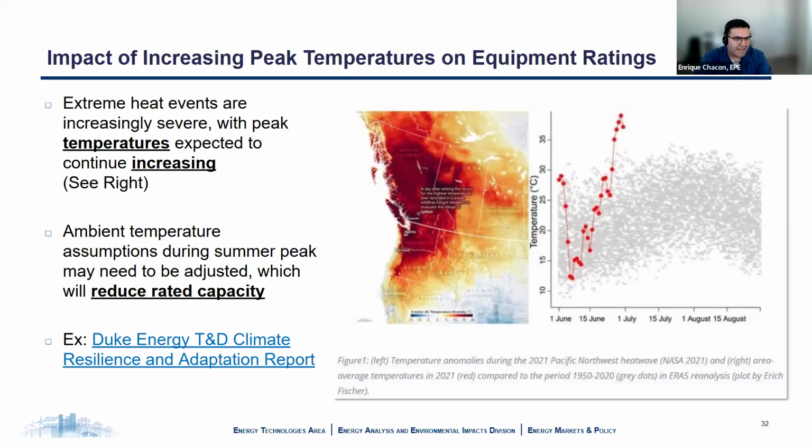And when that happens, the ambient temperature assumptions during summer peak may need to be adjusted, which will reduce rated capacity. So as temperatures increase, if you consider this area, maybe the capacity values that have been specified no longer apply, and there needs to be a revisit. Just something to keep in mind as the climate changes, that could have an effect on the capacity values that have been specified historically by these utilities. Next slide, please.